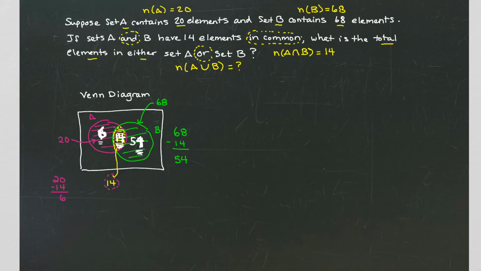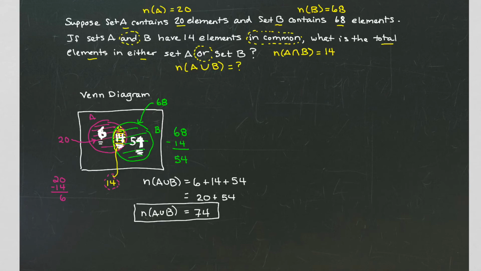So we've got the number of elements in A union B is equal to 6 plus 14 in the middle plus 54 that just lie in B. If I add this all up, that gives me 20 plus 54, or simply 74 elements lie in the union of A and B. Now that was solving the problem with a Venn diagram.